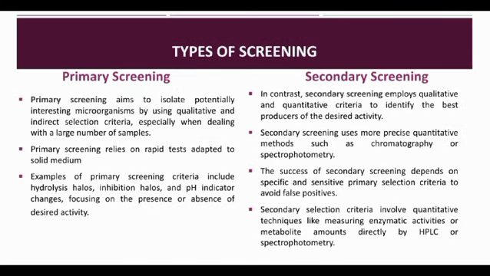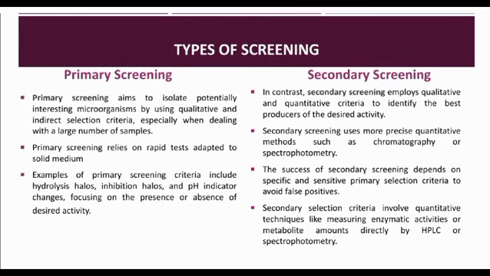Primary screening relies on rapid tests that are adapted to solid mediums, whereas secondary screening uses more precise quantitative methods such as chromatography or spectrophotometry. So basically, the success of secondary screening depends on the specific and sensitive primary selection criteria to avoid false positives. Examples of primary screening include hydrolysis halos, inhibition halos, and pH indicator changes, and it mainly focuses on the presence or absence of the desired activity. Whereas secondary selection criteria involve quantitative techniques like measuring enzymatic activity or metabolic amount directly by HPLC or spectrophotometry.